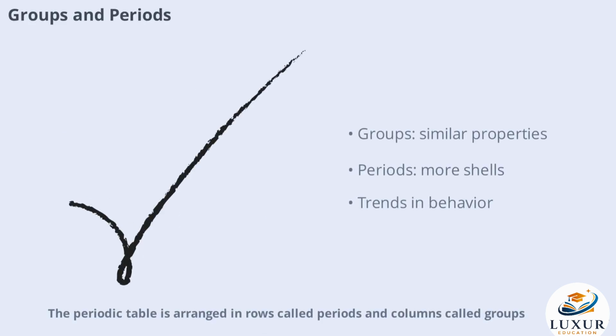The periodic table is arranged in rows called periods and columns called groups. Elements in the same group share similar chemical properties because they have the same number of valence electrons. As you move from left to right across a period, each element gains a proton, an electron, and usually some neutrons, making the atoms heavier. As you move down a group, the number of electron shells increases, which affects the size and reactivity of the atom. This organization helps us understand trends in element behavior.